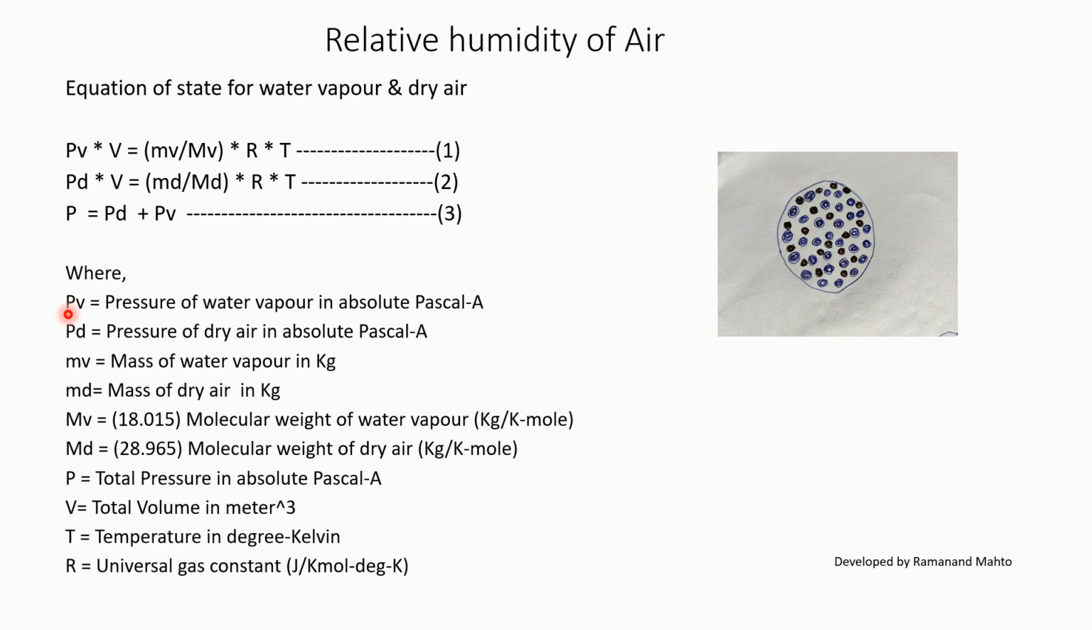where PV is the pressure of water vapor in Pascal absolute, PD is the pressure of dry air in Pascal absolute, small mv is the mass of water vapor in kg, md is the mass of dry air in kg, capital MV is the molecular weight of water, which is 18.015, capital MD is the molecular weight of dry air, which is 28.965 kg per kilomole. P is the total pressure in Pascal absolute, V is the total volume in cubic meter, and T is the temperature in degree Kelvin. R is the universal gas constant.